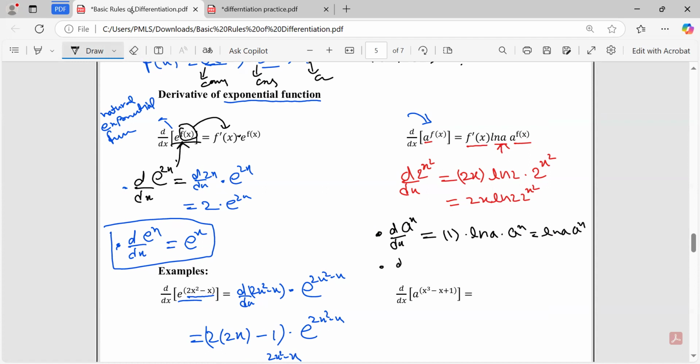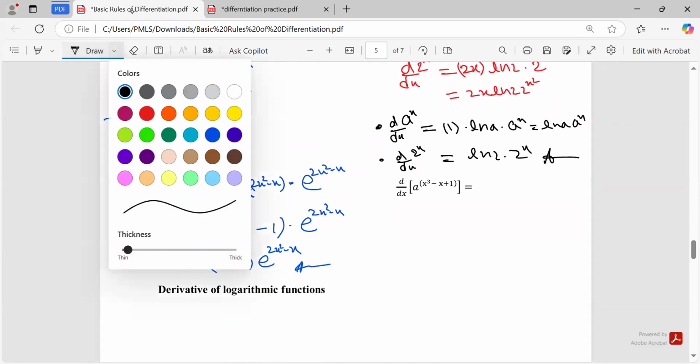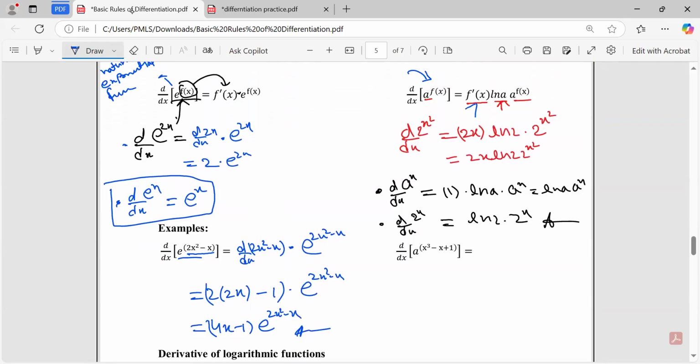In the same way, if you take the derivative of 2 raised to power x, that will be equal to ln of 2 times 2 raised to power x. This is how we will take the derivative of an exponential function if the base is other than e. If you want to find the derivative, we find the derivative of the function power, then ln of a, in this case a itself, and the function as it is.